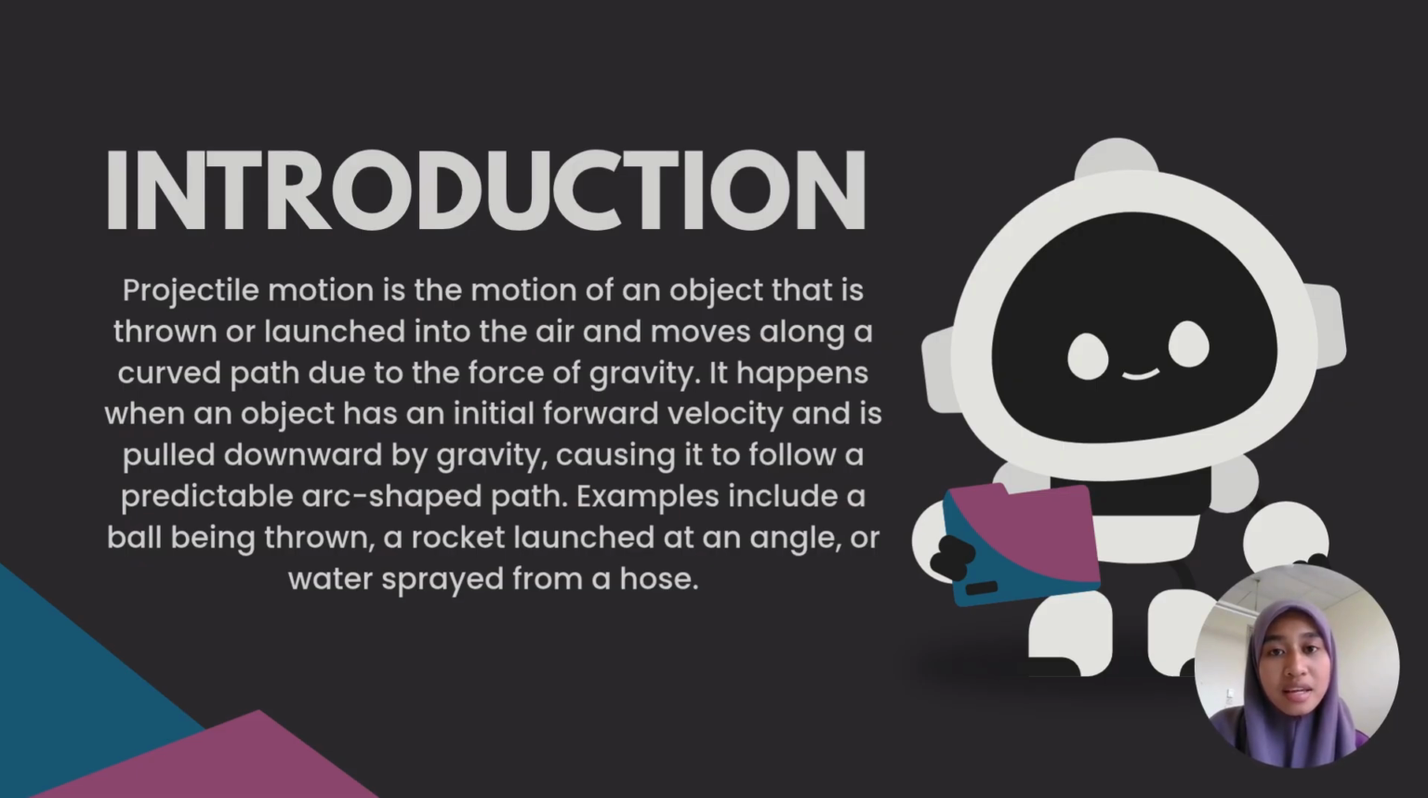As an introduction, projectile motion is the motion of an object, like a ball or rocket, that is thrown or launched into the air and moves along a curved path due to the force of gravity. This happens when an object has an initial velocity and is pulled downward by gravity, causing it to follow an arc-shaped path.